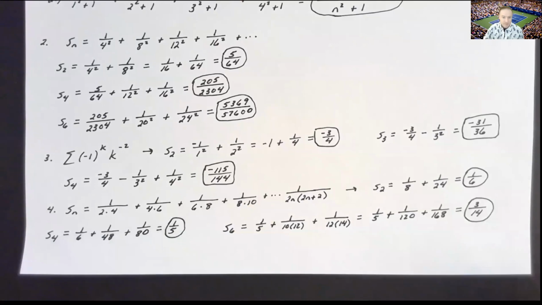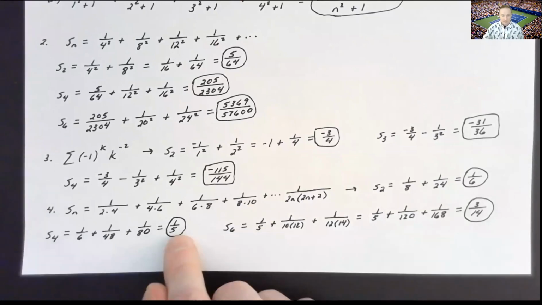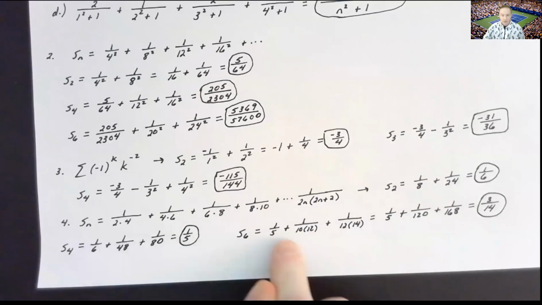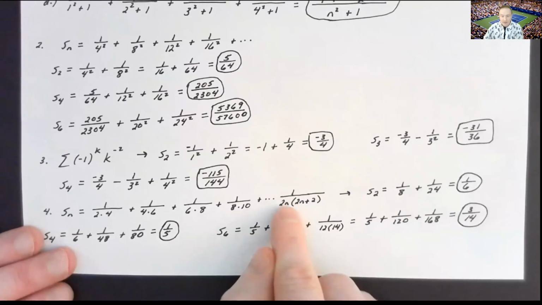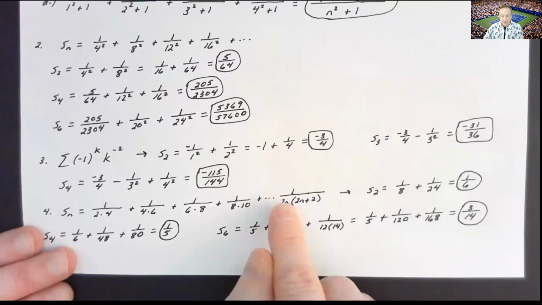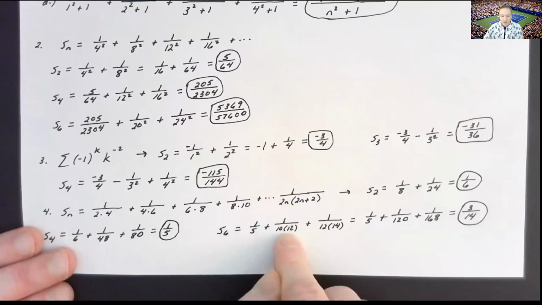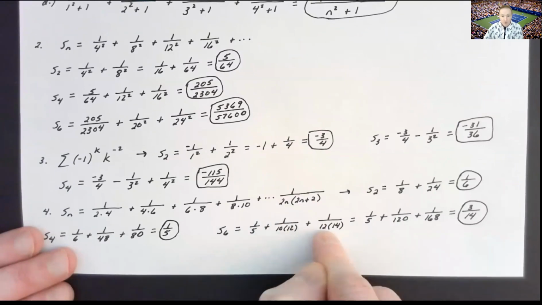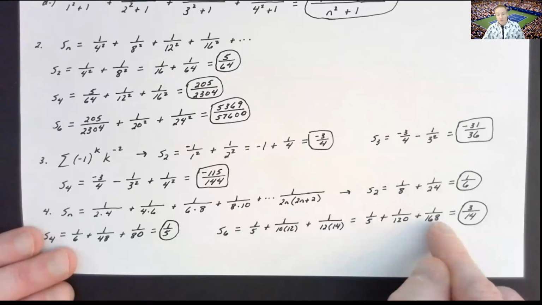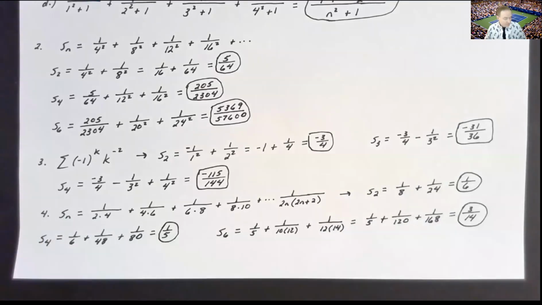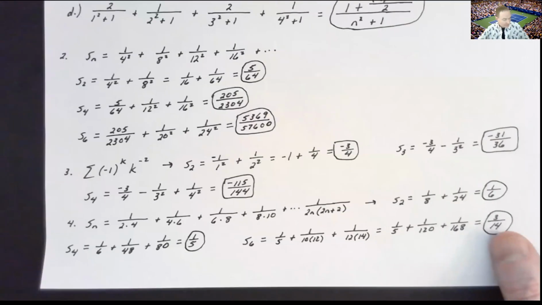Now my sixth partial sum, you take the sum of the first four, which we already found out, plus the fifth term. And here's where I had to use this and say, well, if I'm at the fifth term, the first product in the denominator is going to be 10. The second one's 12. So I get 1 over 10 times 12. The sixth term would be 1 over 12 times 14. So I have 1/5 plus 1 over 120 plus 1 over 168. I get my 3 over 14 there for the final answer.